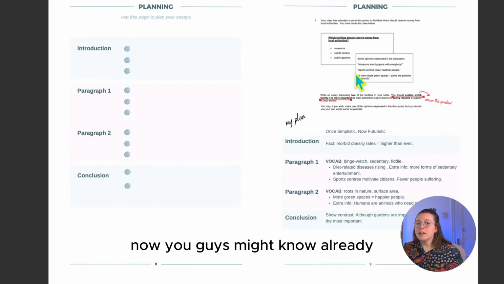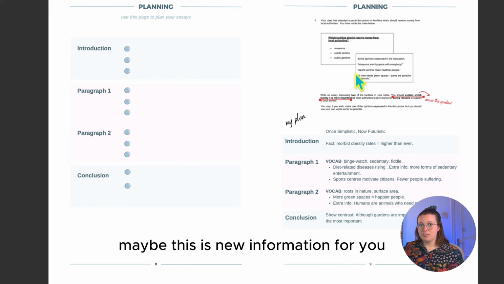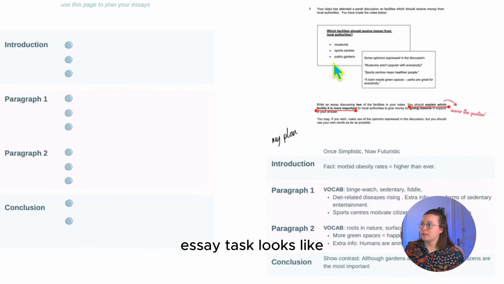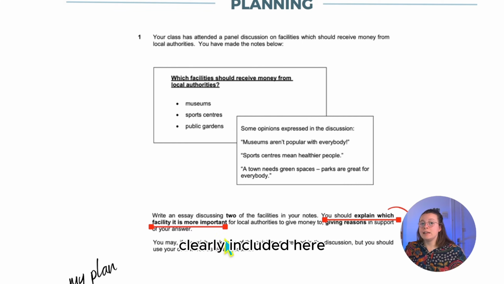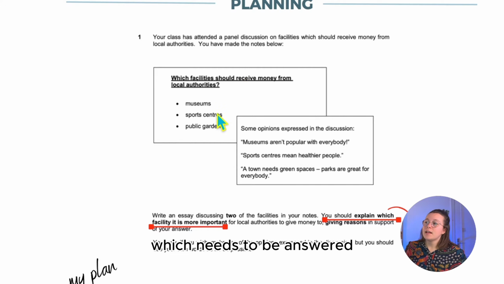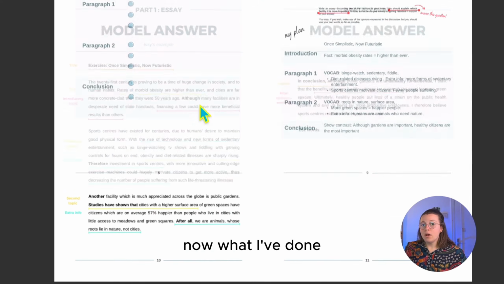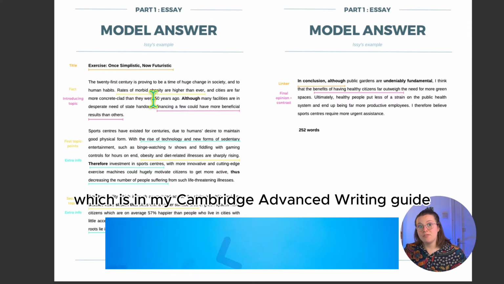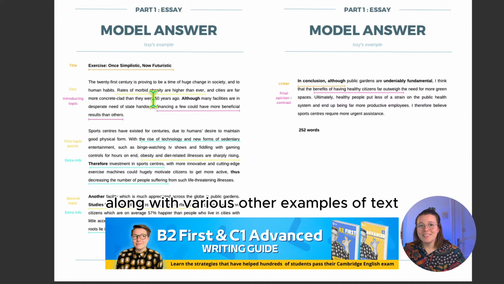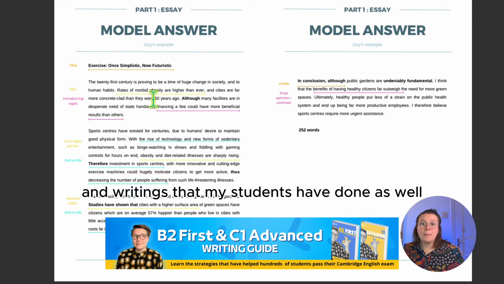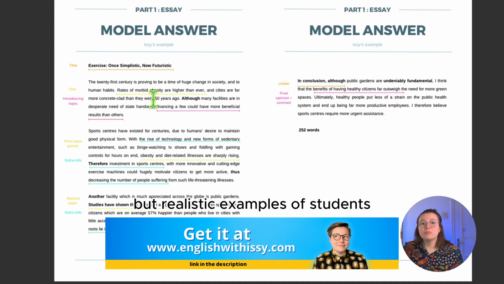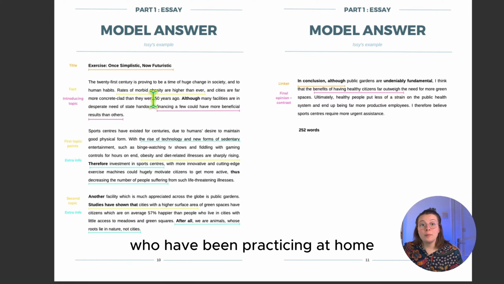Now, you guys might know already, maybe this is new information for you, but this is what a C1 Advanced essay task looks like. All the instructions are clearly included here at the bottom. You've got a question which needs to be answered, and you've got some subtopics here. Now, what I've done for you is I've written an example of a model answer, which is in my Cambridge Advanced Writing Guide, along with various other examples of text and writings that my students have done as well, so you don't only see model answers but realistic examples of students who have been practicing at home.